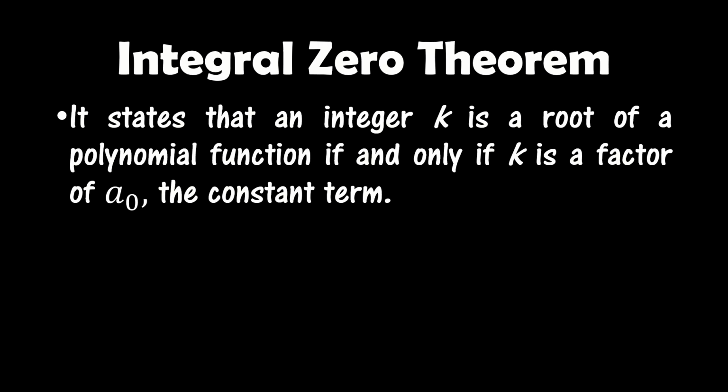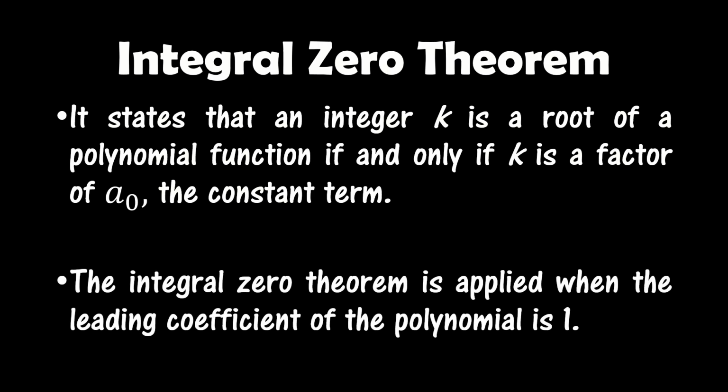So ang titingnan lang daw natin yung factor lang daw o yung root or yung possible root ng isang polynomial function ay galing lang daw dapat sa factors ng constant term o yung term na nasa dulo yung walang kasamang variable. And you can only apply the integral zero theorem if the leading coefficient of the polynomial function is 1.